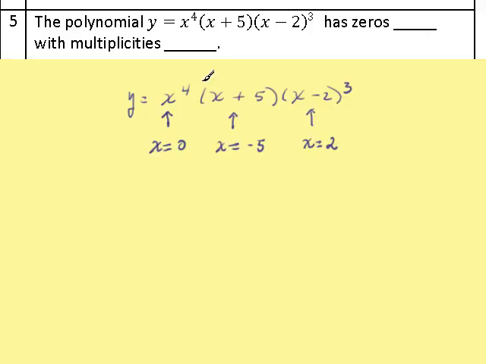Now for the multiplicities, that would just be given by the exponent. So x equals 0 has multiplicity 4. x plus 5 has multiplicity 1.